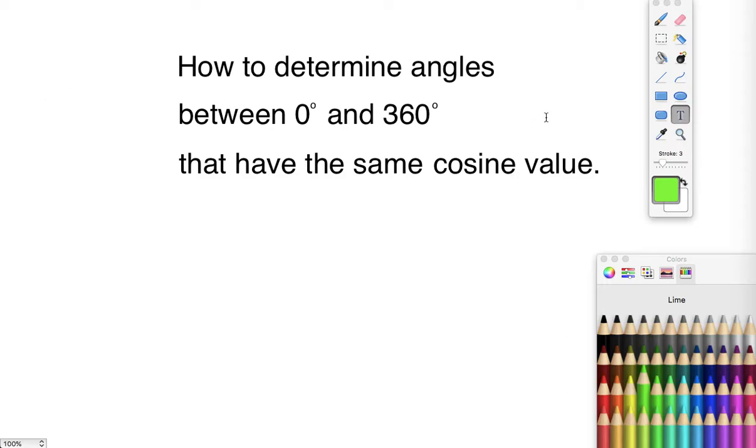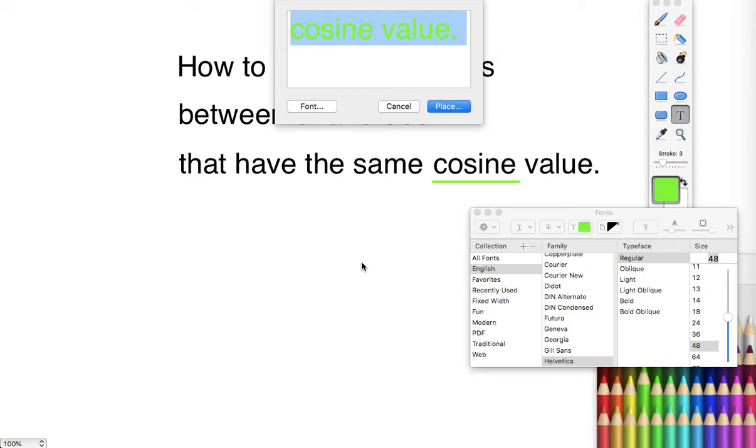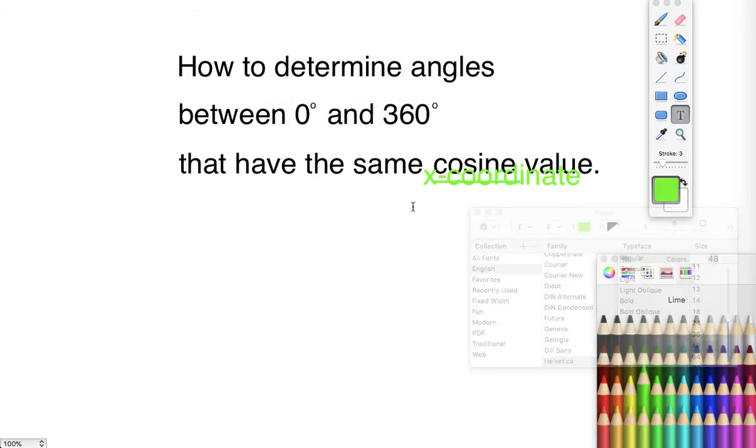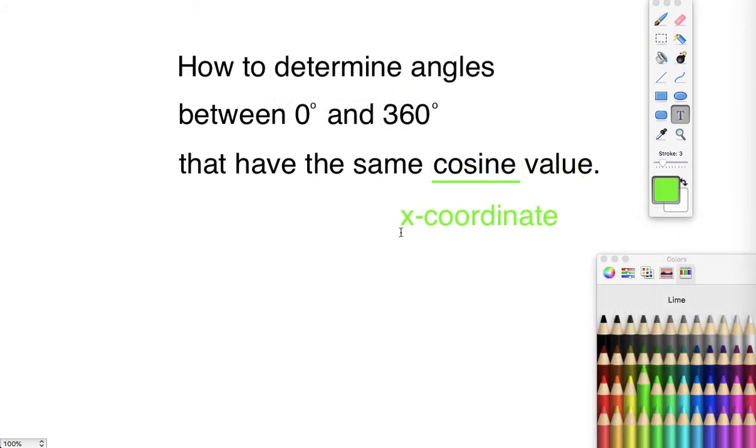This video is on how to determine angles between 0 and 360 degrees that have the same cosine value. Quick reminder that cosine, if you're on a unit circle, the cosine value is related to the x-coordinate.